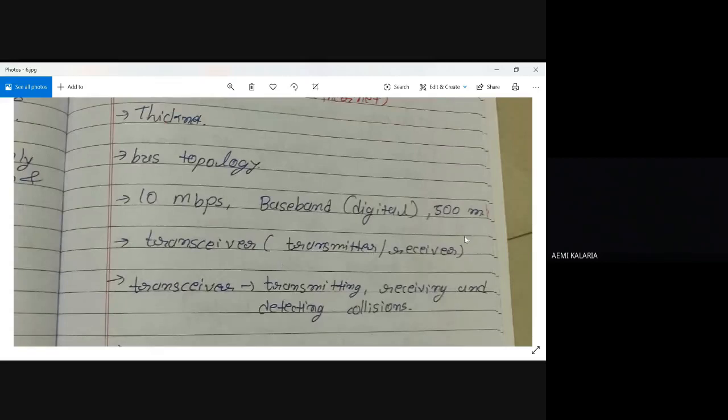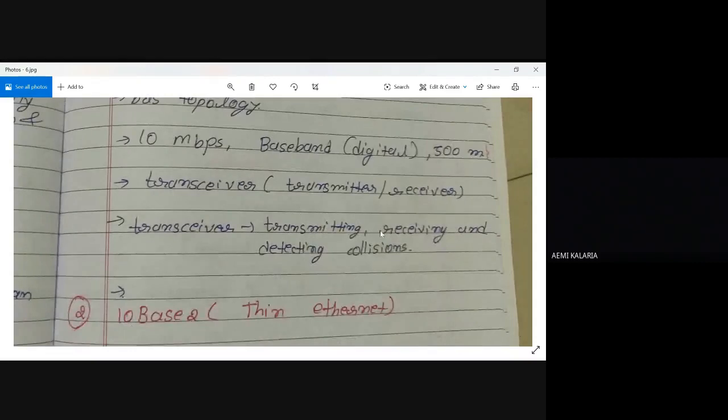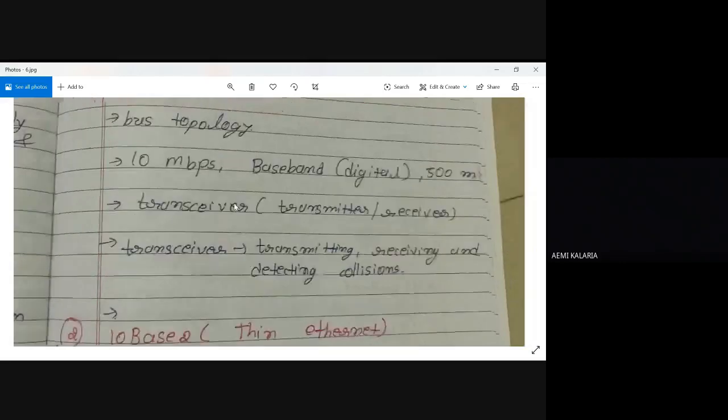A transceiver is simply a transmitter or receiver. In exams, many times they mention these kinds of words. A receiver, you all know, and a transmitter means a sender, right? So these two together are a transceiver, meaning either sender or receiver. The transceiver's responsibility is transmitting the data, receiving the data, and detecting the collision in this 10 base 5 thick Ethernet protocol. And coaxial cable is used as a part of this thick Ethernet, right?